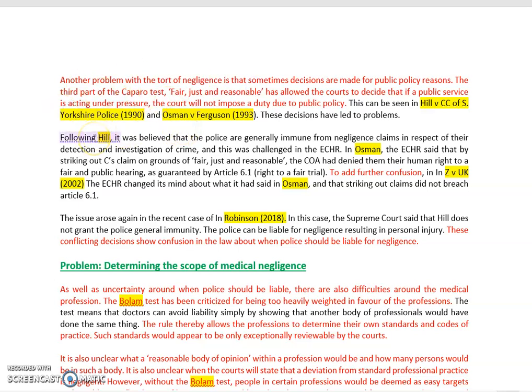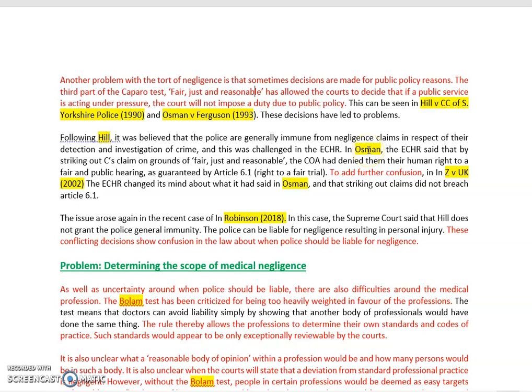And following the case of Hill, which was the Yorkshire Ripper case, if you remember, where the last victim of the Yorkshire Ripper, her mother tried to make a claim against the police. And following that case, it was believed that the police would be generally immune from negligence claims in respect of detection and investigation of crime. And that was actually challenged in the European Court of Human Rights.